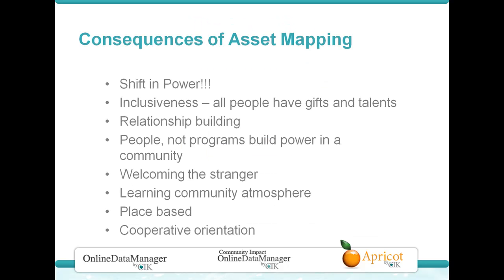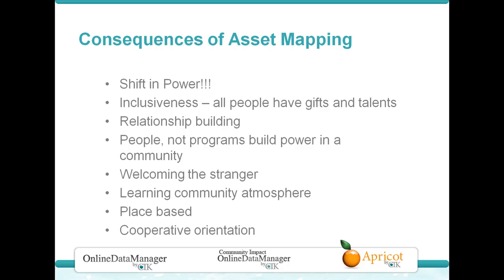So the consequences of asset mapping: when we shift our focus from just looking at needs to also looking at assets, we have a much better ability to make change, because it's about a shift in power. It's about inclusiveness. All people have gifts and talents, and we have to recognize that. So our goal becomes, how do we unlock those? It's about relationship building. It's about people, not programs, build power. It's about welcoming the stranger. Again, when we label people, we tend to refer to them as strangers, and I'll talk about that a little later. It's about that learning community atmosphere that we talked about earlier. It's about place-based, one neighborhood at a time, and a cooperative orientation.